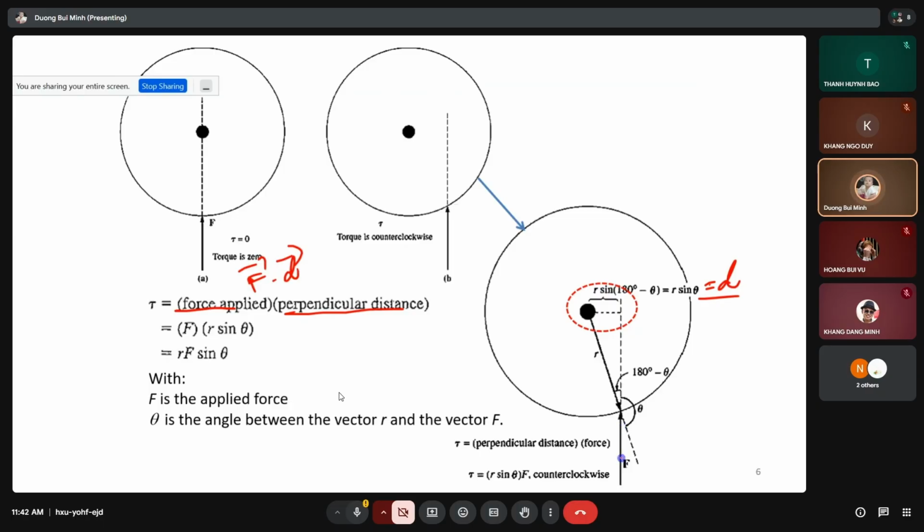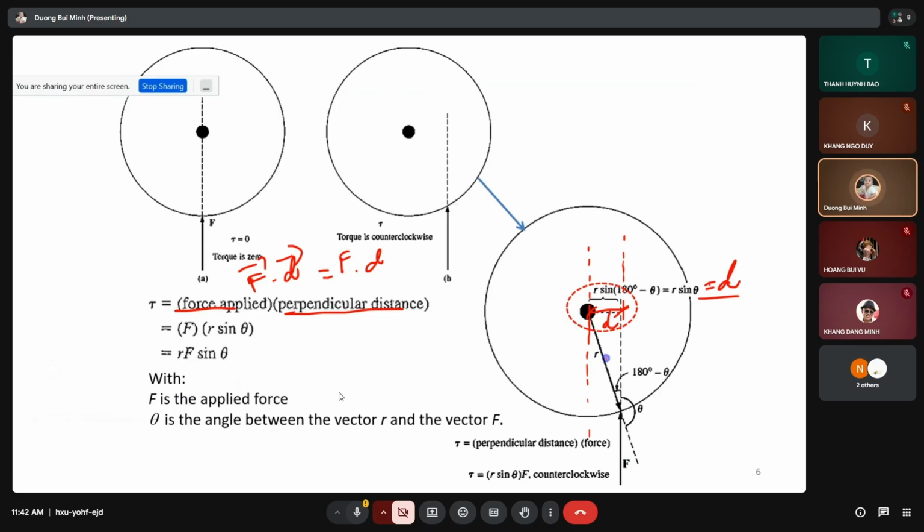So here we have force, and this one is the center of the circle. So here is the distance, here is the perpendicular distance, right? This is 90 degrees, so you can say F times d. F times d. Okay. So now we can calculate torque.